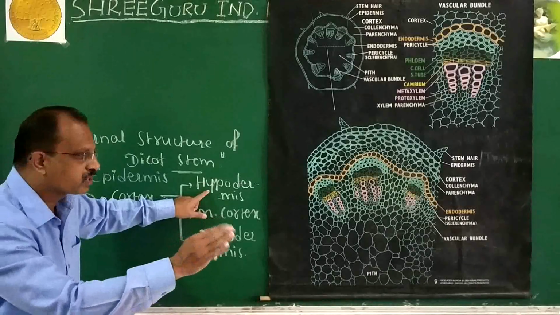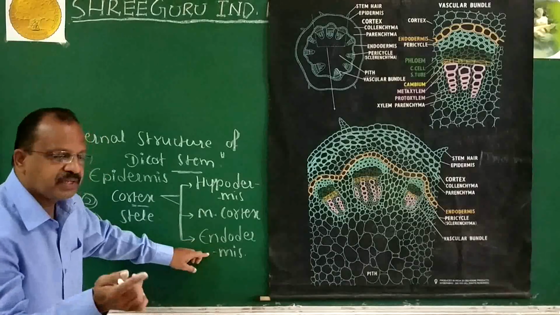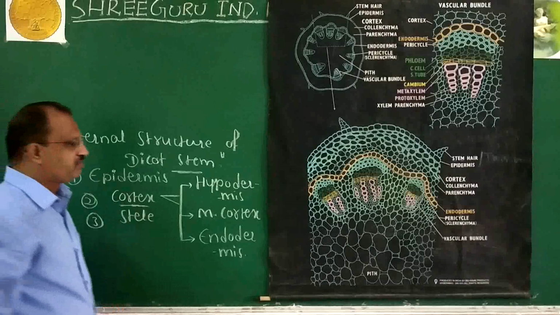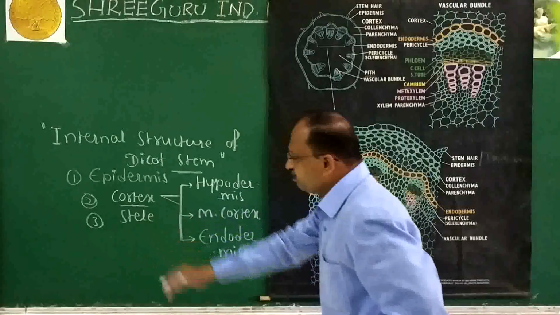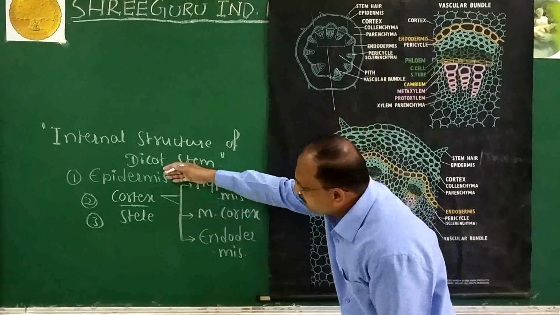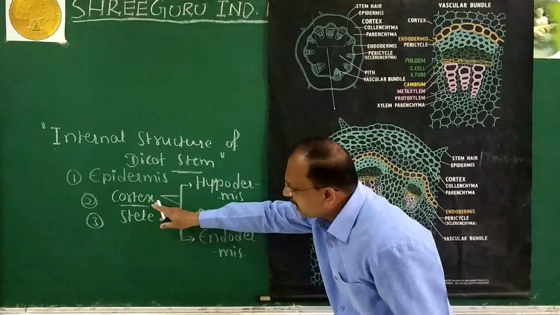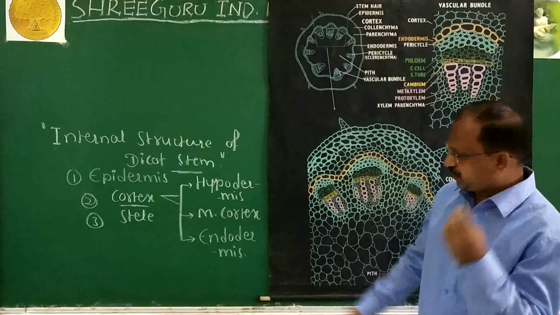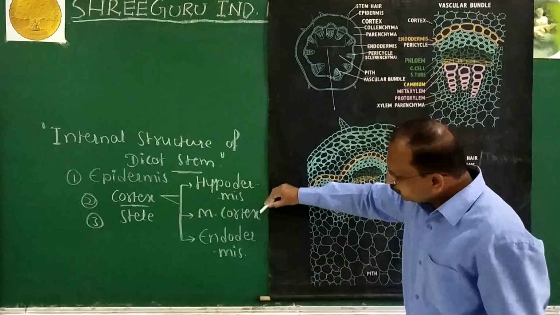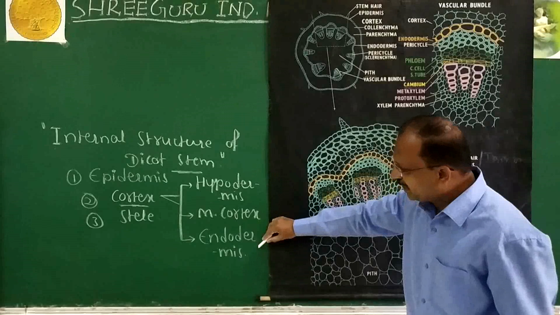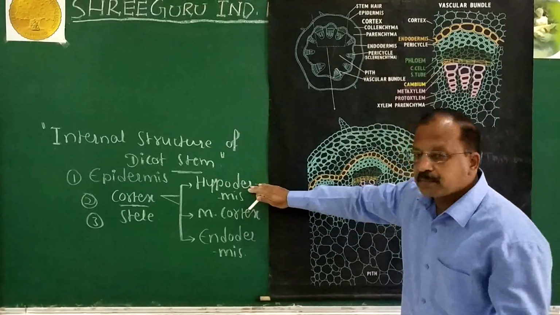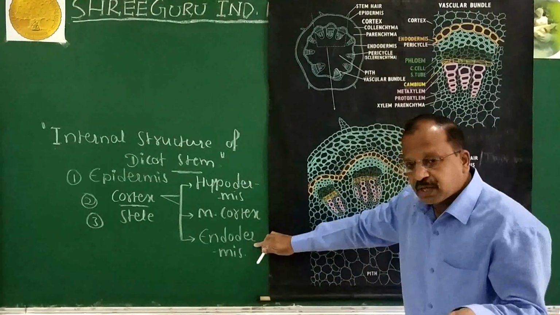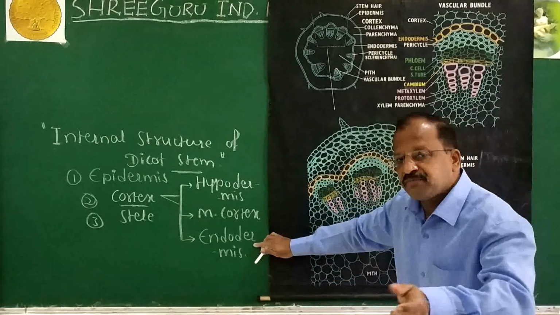Hypodermis is the outermost layer, whereas endodermis is the innermost layer of cortex. So don't get confused with all those layers. The region present in between epidermis and stele is known as cortex. It is further differentiated into three zones: hypodermis, middle cortex, and endodermis. Hypodermis is the outermost layer of the cortex, whereas endodermis is the innermost layer of cortex.